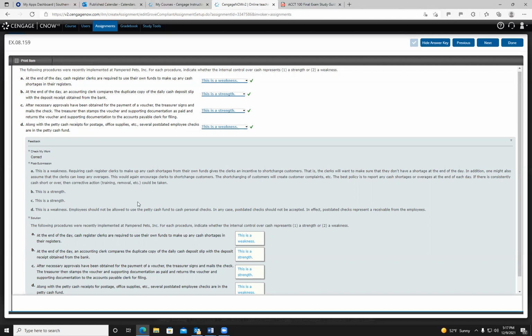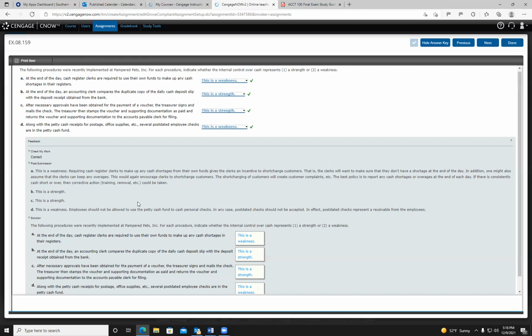All right, and the next one, at the end of the day, an accounting clerk compares a duplicate copy of the daily cash deposit slip with the deposit slip obtained from the bank. That is definitely a strength. In fact, that is common practice. All right, that is done in every place of business that I worked. This has been a common practice. All right, so let's look at C.